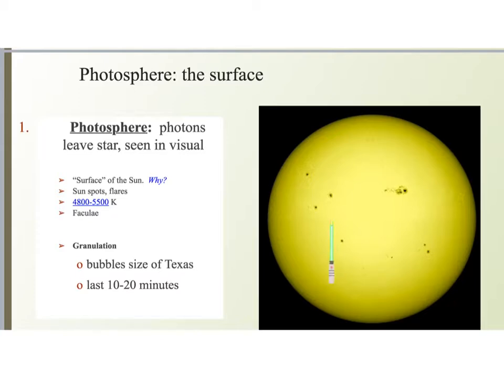So here is where we would see things like these sunspots. We can see things like solar flares here. And we can also see the outward expression of this convection in something called granulation. So just like you have bubbles on the surface of boiling water, we can see that on the surface of the sun as well.